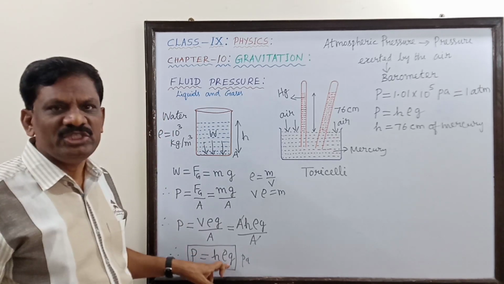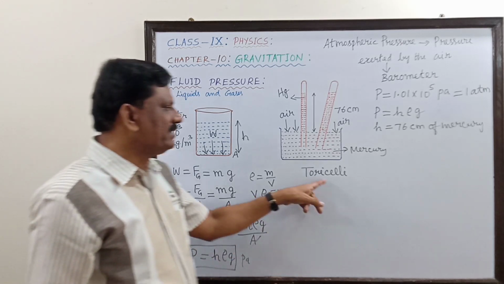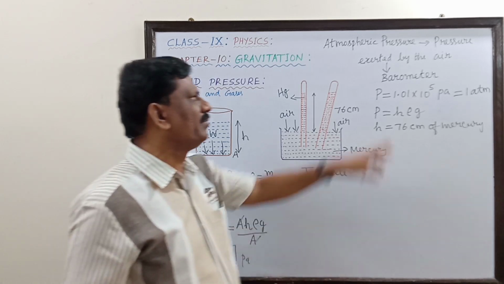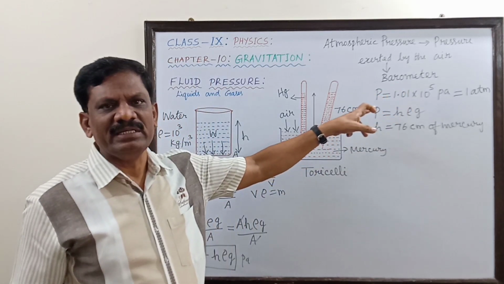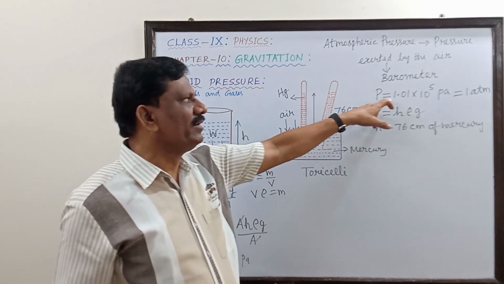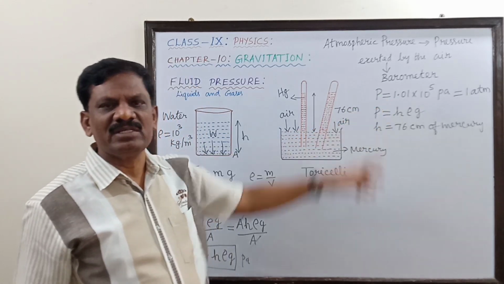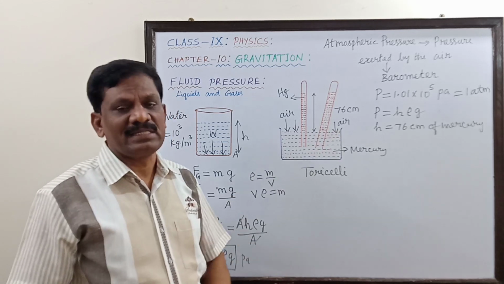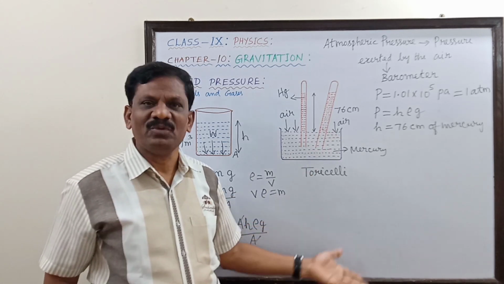h rho g. Understand? And Torricelli was the first person to construct an instrument to measure the atmospheric pressure, and the name of the instrument is called a barometer. Okay? And the standard value of the atmospheric pressure is 1 atmosphere or 1.01 × 10^5 Pascal. I hope you must have understood well. Fine.